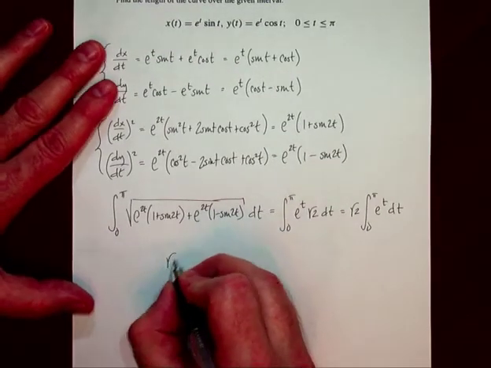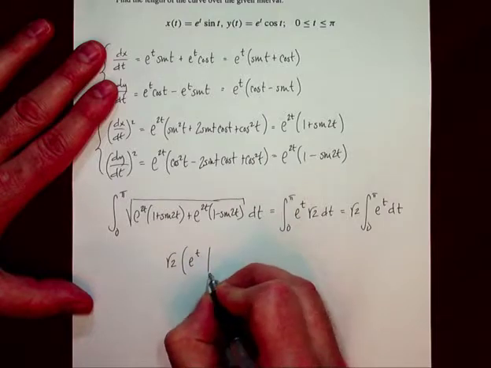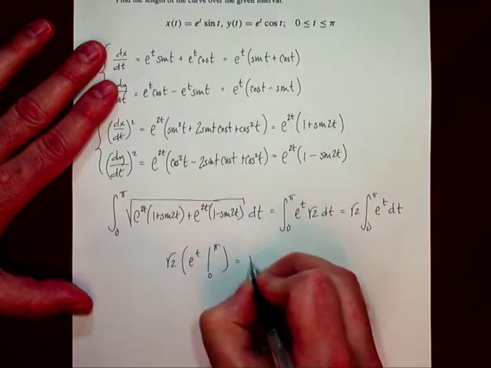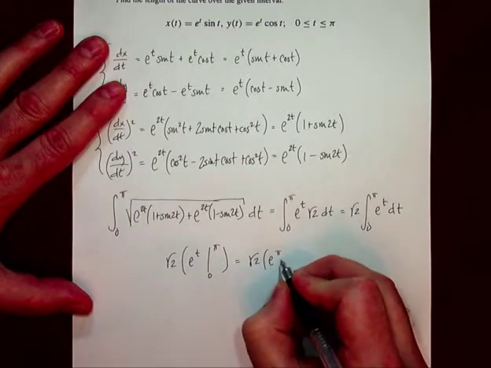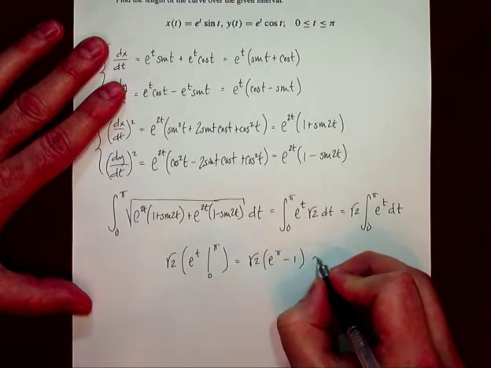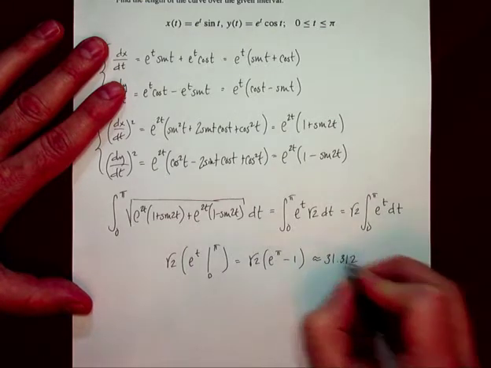From here, remember that e to the t integrates as e to the t. And what I get here is rad 2 times e to the pi minus e to the 0, which is just 1. And this actually approximates to 31.312.